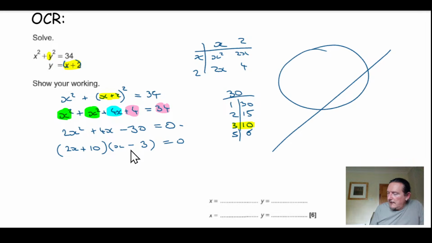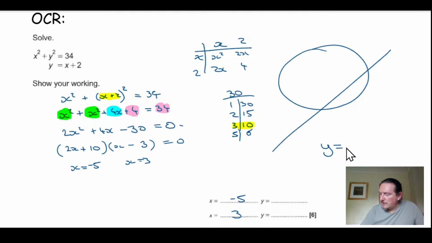Okay, so then what are the values of x that make that happen? So 2x plus 10 is 0, so 2x is minus 10, x is minus 5. So x is minus 5 is one solution, and x is 3 is the other solution. But this one we need to find the y values as well. So we've got two choices. We can either sub into the ridiculously hard one with squares in it, or we can sub into the nice one that doesn't have squares in it, so it's a bit of a no-brainer.